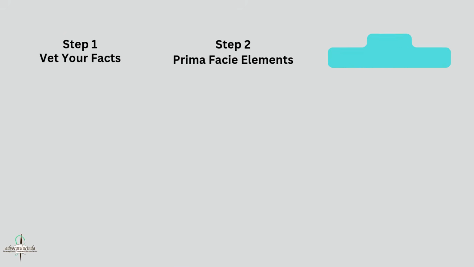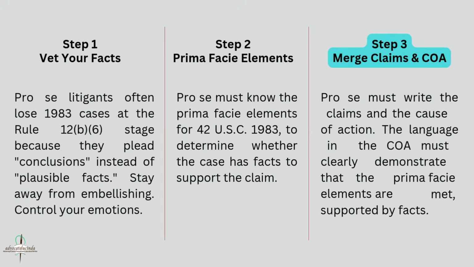Now, the third step: pro se, you're going to merge the claims and the cause of action. Pro se must write the claims, be specific. The causes of action must contain language that demonstrates the prima facie elements are met, supported by facts.